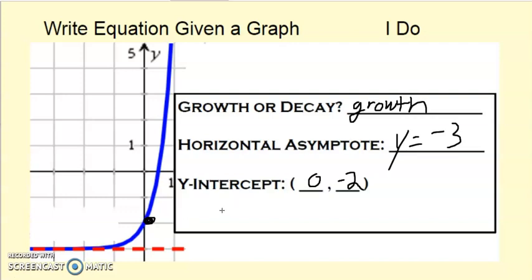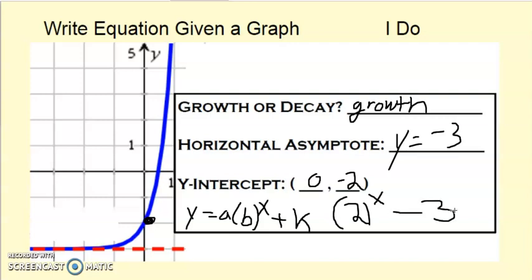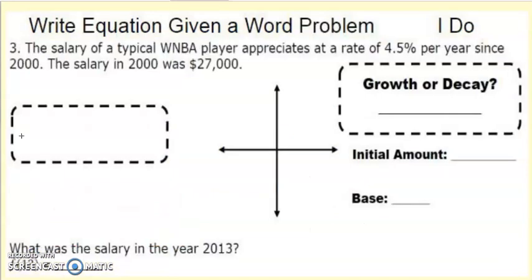So your equation here is y equals a(b)^x. So we have the base to the x power, -3. Let's look at the next one.